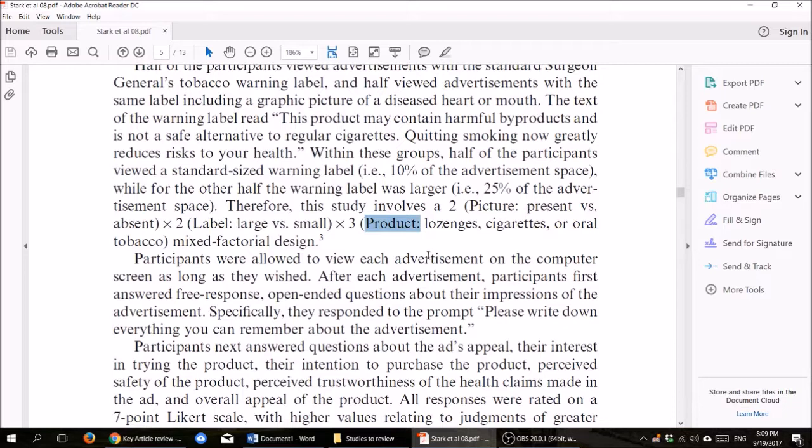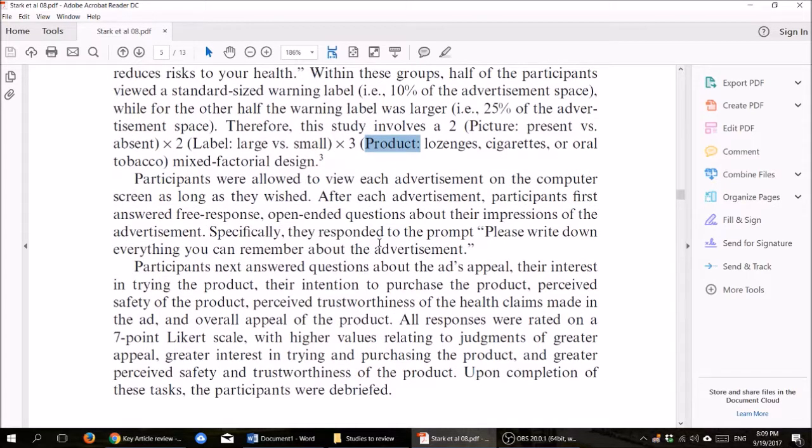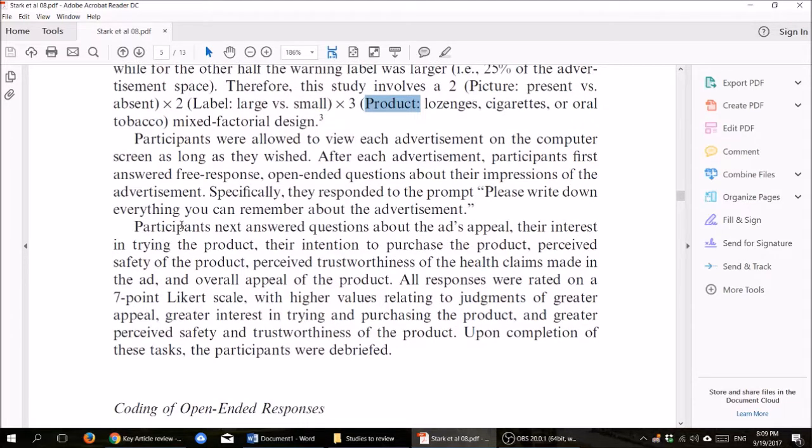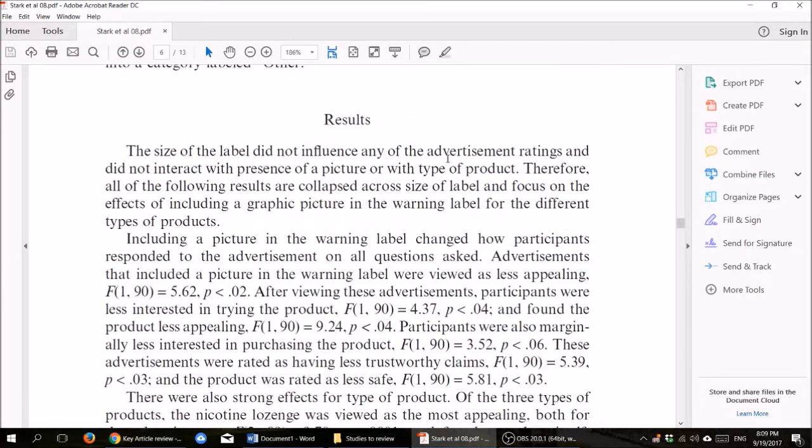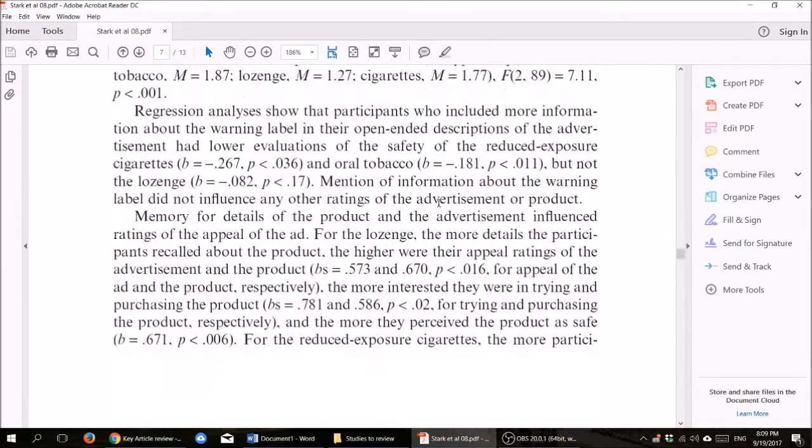Now, how about dependent variables? Dependent variables are the questions they ask. Actually, it's the answers from the participants, and usually they will show it in the table. Of course, here they explain. So participants answer questions about the appeals and interest in trying the products. Those are the dependent variables. But you can see there are a lot. So this is the results now. Let's take a look at the table.